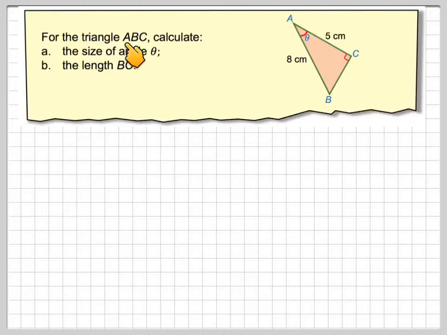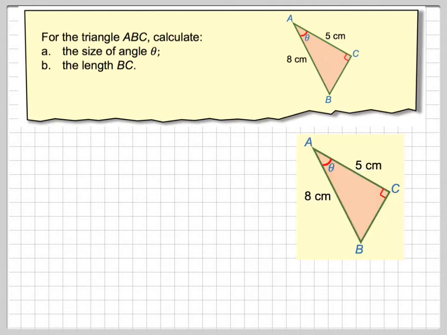Okay, for the triangle ABC, calculate the size of the angle theta and the length BC. So this is introduction to trigonometry. So we've got a triangle ABC, it's right-angled. And the first thing that we really should do is we should try to label the sides. So here we're taking down the triangle.